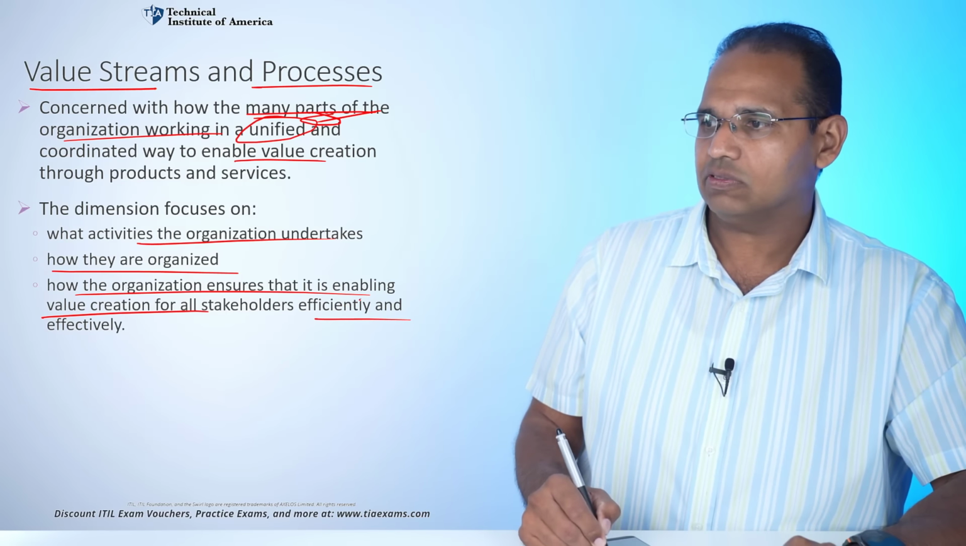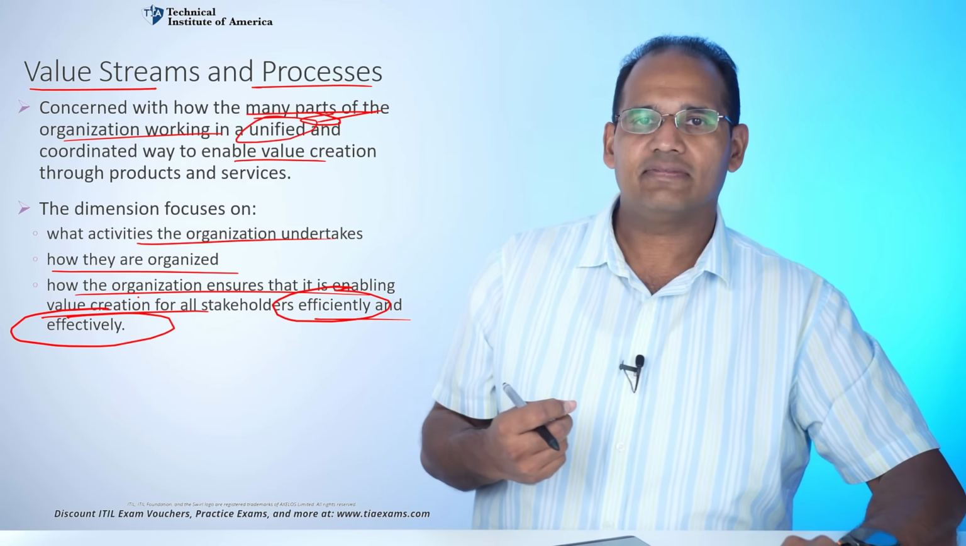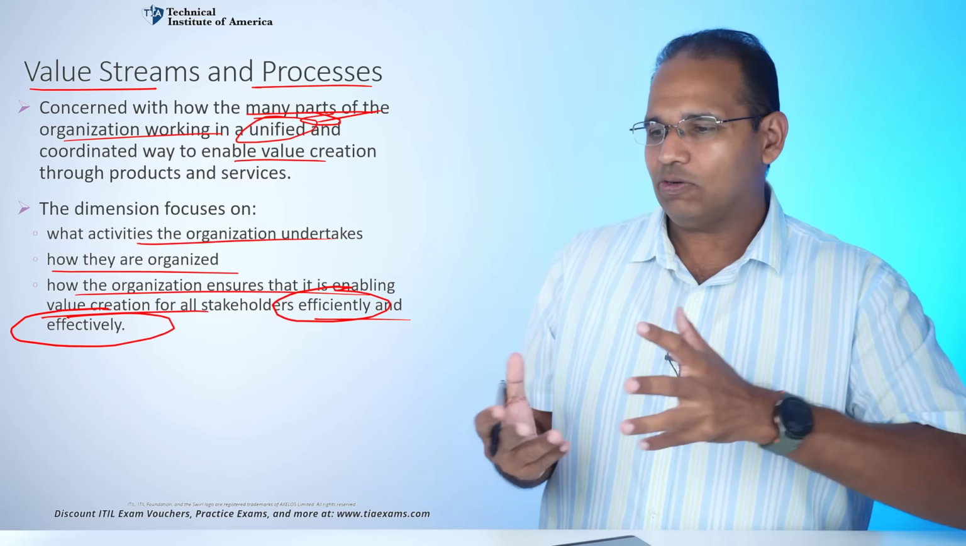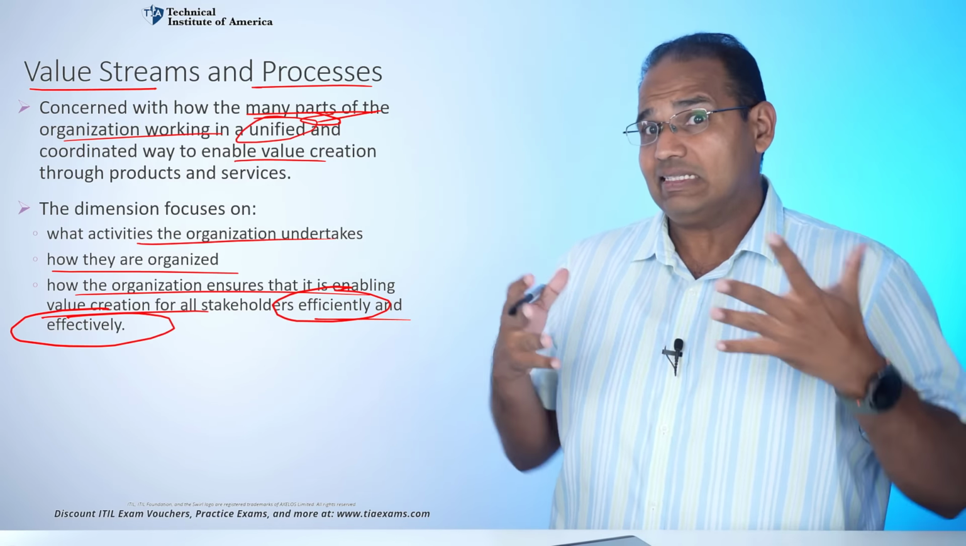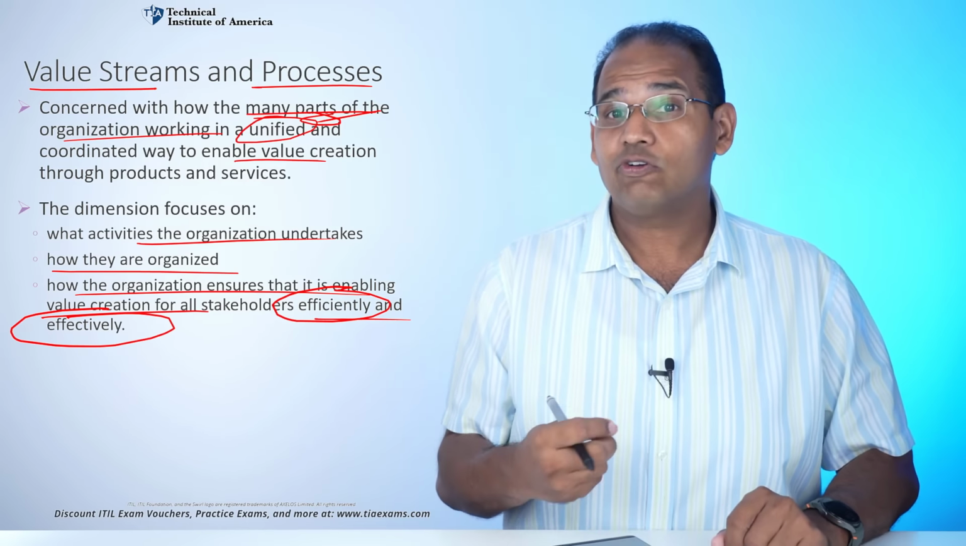Now, what activities the organization will follow, how they would organize, and how the organization ensures it's enabling value with the stakeholders. There are two words I want to point out here: efficiently and effectively. Efficient generally means cheap and fast. How can we get it done as fast as possible and with as little money as possible? And effective is how good it is.